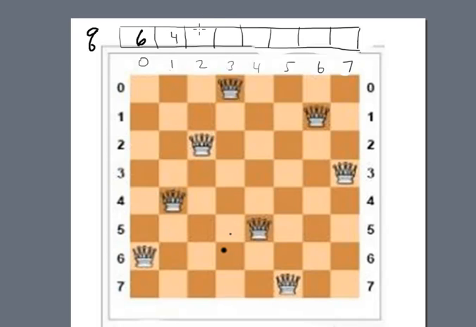This is going to be a 2. This is going to be a 0. Next one's going to be a 5. Next one's going to be a 7. And then a 1. And finally a 3. So this array Q represents the state of the board.